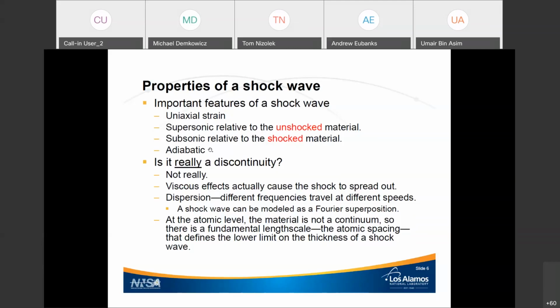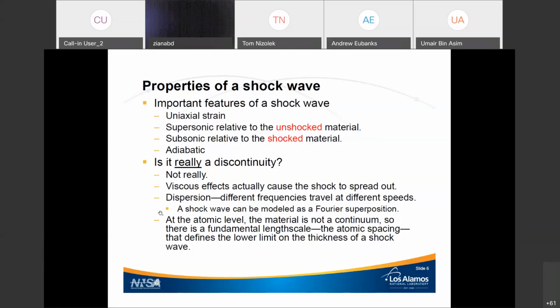Now, I'm sure that the question is going to come up, so I'll go ahead and address it now. Is a shock wave really a discontinuity? And no, it's not, and there are physical reasons for that. First, all materials have some amount of viscosity that usually affects the shock wave and causes it to spread out. Second, you could think of a shock wave as a Fourier superposition with different frequencies traveling at different speeds. That will cause it to spread out some.